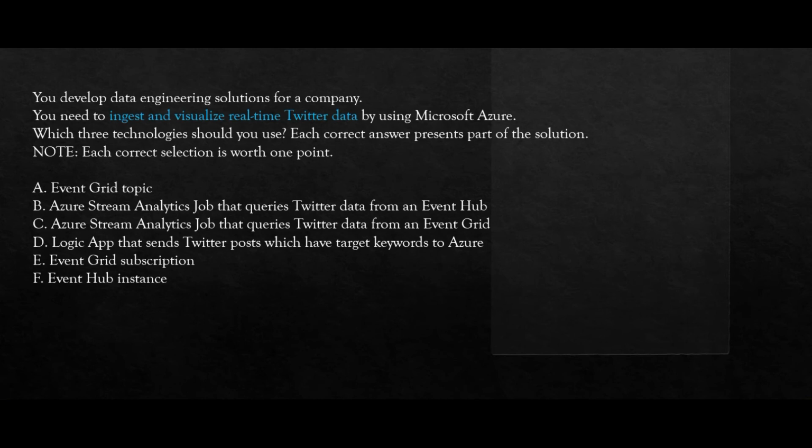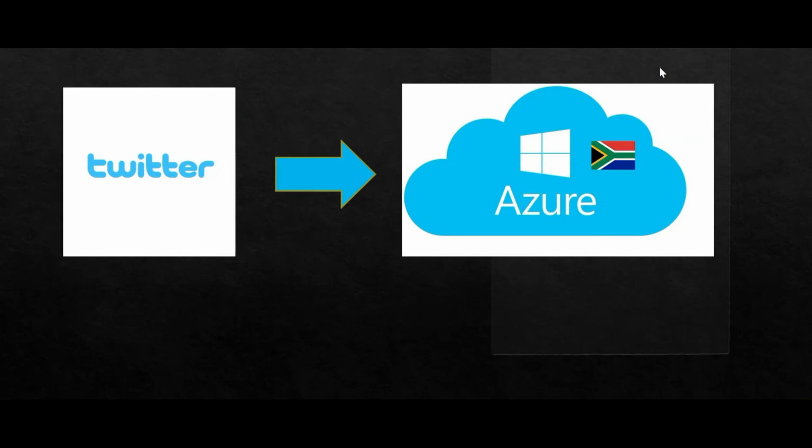Let's delve into question number 25. Please choose to pause the video here if you need some more time to read the question. So basically what you have to do is take Twitter feeds and load them into Azure, and this will be a real-time integration because the Twitter feeds keep coming in, and then you have to load them into Azure. This is, in a nutshell, what the question is asking for.